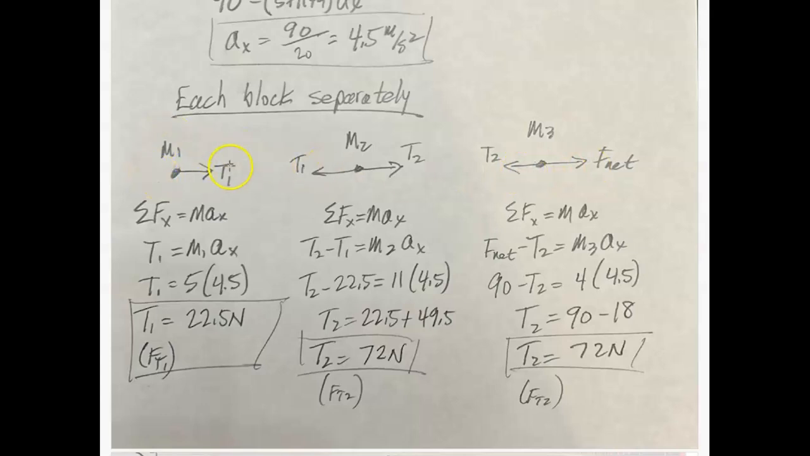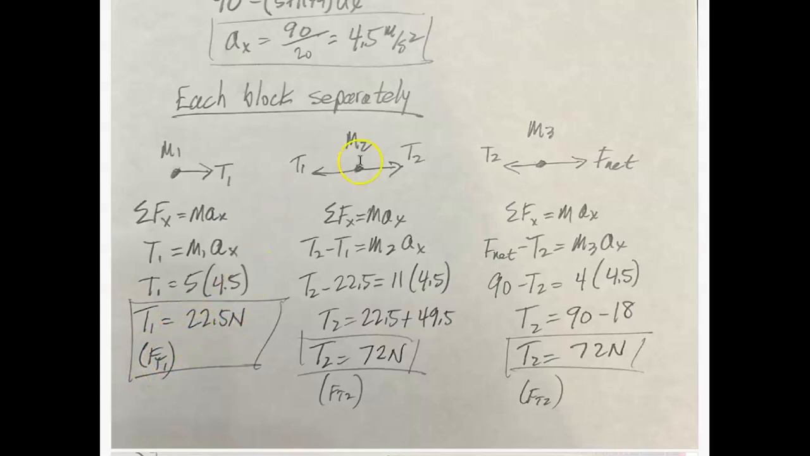So if I start with this one, because there's only one force acting on it, that's going to make it a little easier. So the tension is the only force pulling on that mass number 1. Mass number 1 is 5 kilograms. I already found the acceleration was 4.5 meters per second squared. So I can solve for the force of tension in string number 1, 22.5 newtons.